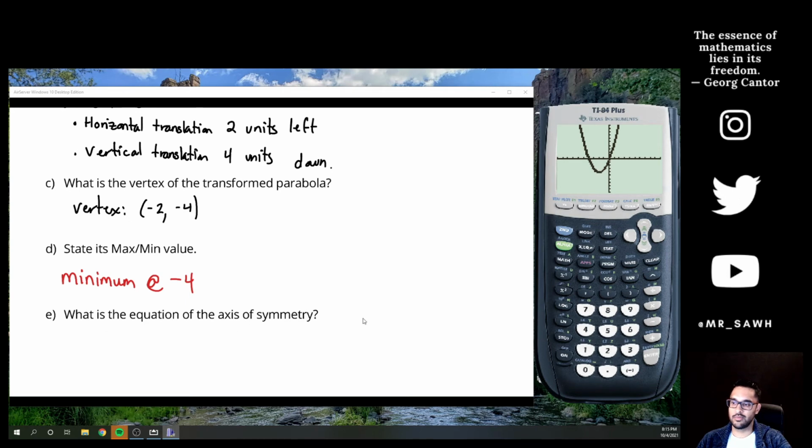What is the equation of the axis of symmetry? Well, if I know what the vertex is, that axis of symmetry is an x equals line. It's vertical and goes through the vertex. So it'll always be the x-coordinate of your vertex. Those are what those two numbers tell you. The y value tells you your minimum, the x value tells you your axis of symmetry, the line that will cut it directly in half.